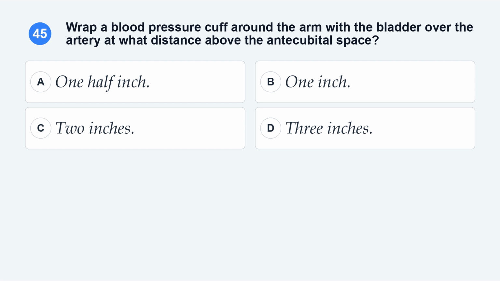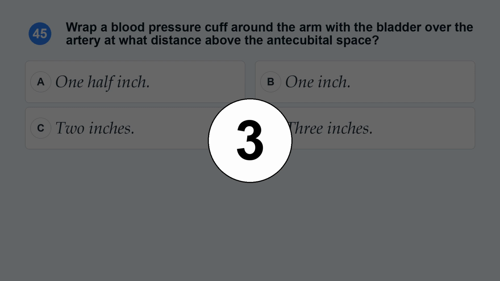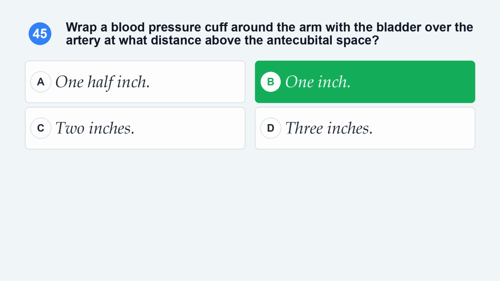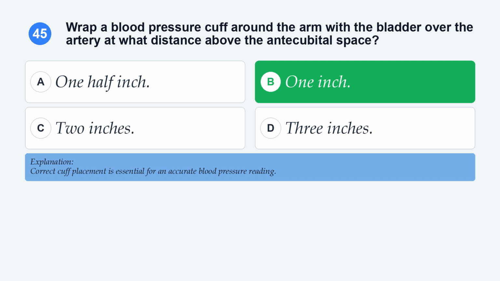Option A. 1/2 inch. Option B. 1 inch. Option C. 2 inches. Option D. 3 inches. The correct answer is option B. 1 inch. Explanation. Correct cuff placement is essential for an accurate blood pressure reading.